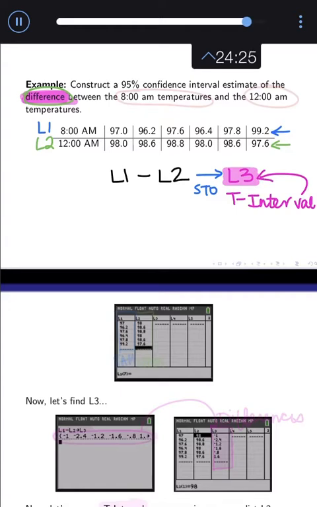So what will this look like? Well, here's our list 1 in our calculator. This is what it would look like. So we've got our list 1, the 8 a.m. slot, and then we have our list 2, which was our 12 a.m. And then, like I said, we have our calculator figure out what list 3 is. It would spit it out down here. I would reopen your list just to make sure it really did put list 3 in there. And that's what you're actually going to care about, your differences.